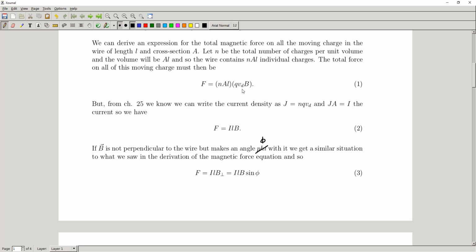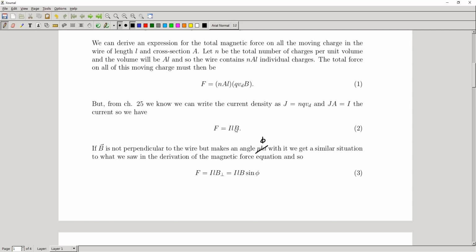Okay, and so if we just make these two substitutions into the expression that we have above here, three of these variables turn into J, and then J and A together turn into I, and so we end up with this expression here. F, the total force experienced by the wire, is going to be equal to the current running down the wire times the length of the wire times the magnitude of our magnetic field.